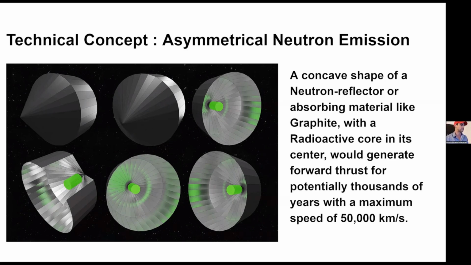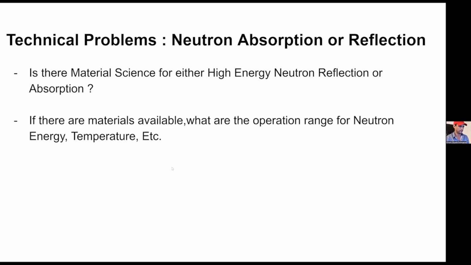But I think that this concept of having a neutron absorbing or a neutron reflecting material surrounding a sustained core will generate thrust. So I'm open to questions, and if you guys see something that I'm missing, please let me know. That's more or less it.